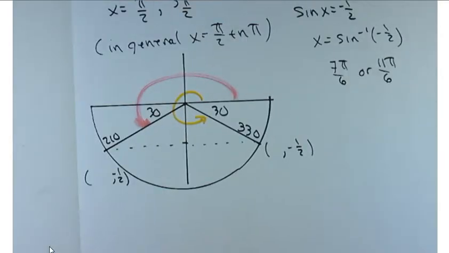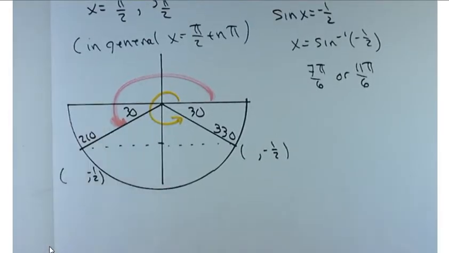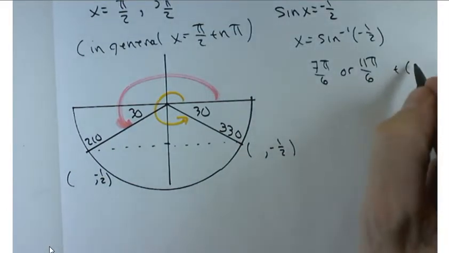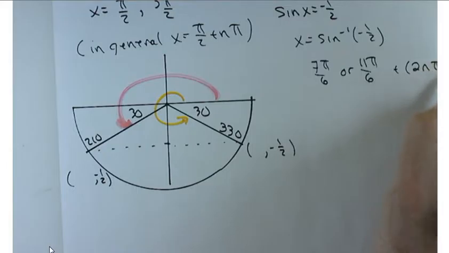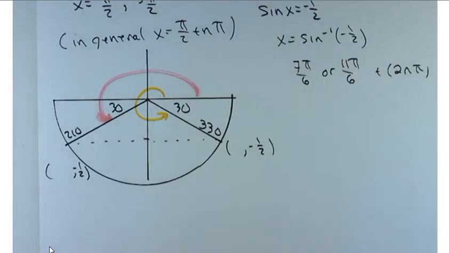So now, if we're sticking to just that first interval from 0 to 2 pi, then these are all our solutions. If you need more, you can add plus 2n pi, multiples of 2 pi, to both of those, and get as many answers as you want. Okay.